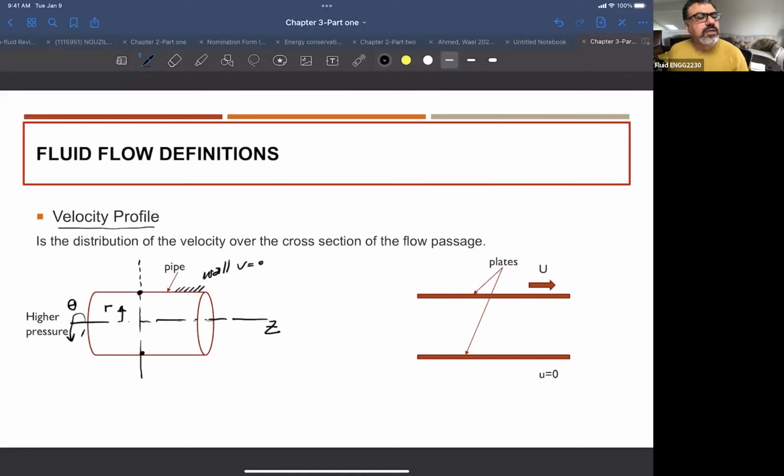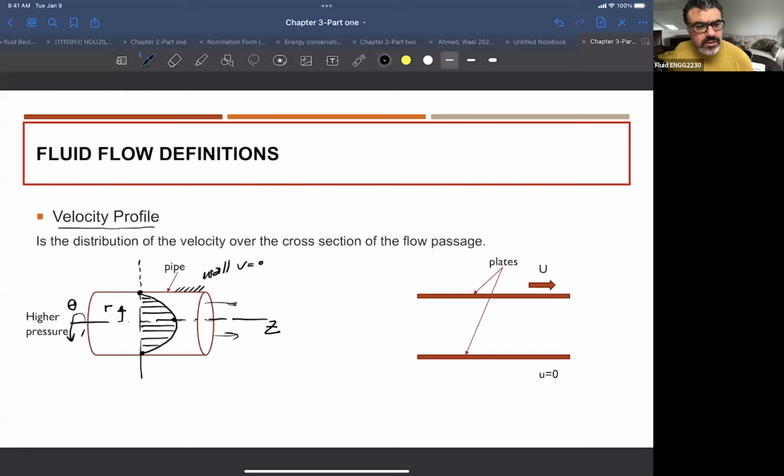Where is the maximum velocity here, do you think? If I have a fluid that is moving in this direction, where is the maximum velocity? At the center, right? At the middle, right? So basically, if I plot the velocity here, I will see something like this. And I call this the velocity distribution, okay? And the center here is where, if you remember the viscosity and the shear stress, the center is the farthest point from the wall. That's why the velocity in the center will be the maximum.